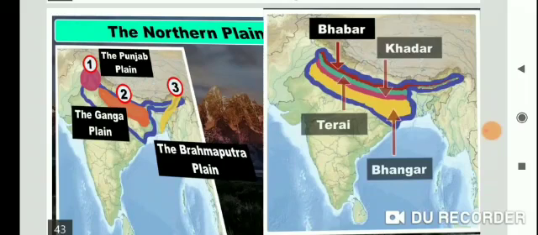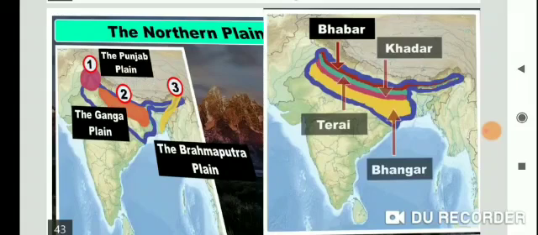The Punjab plain is the western part of the plain, and it has been formed by the Indus and its many tributaries. The largest part of this plain lies in Pakistan. The Indus and its tributaries, like the Jhelum, the Ravi, Satluj, Beas, and the Chenab, are many rivers that originate in the Himalayas. The Punjab plain is also dominated by Doabs, and Doab means two waters.